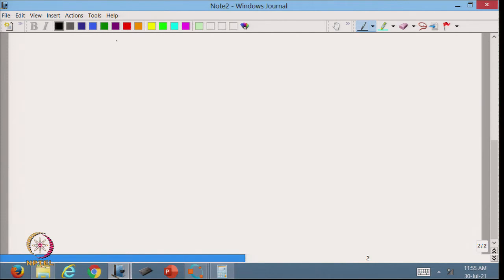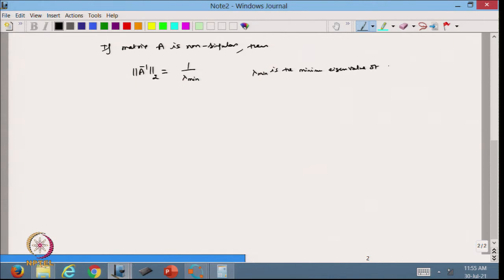Now after this, let us see that if matrix A is non-singular, then I can define the spectral norm or two norm of A inverse, and that will be equal to 1 over lambda minimum, where lambda minimum is the least, or I can say the minimum eigenvalue of, because in this case, A transpose A.